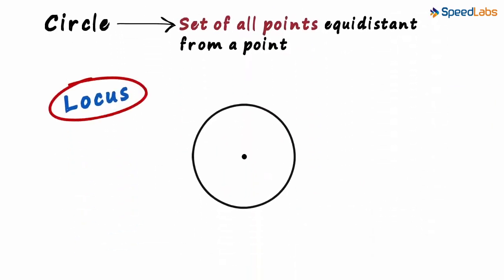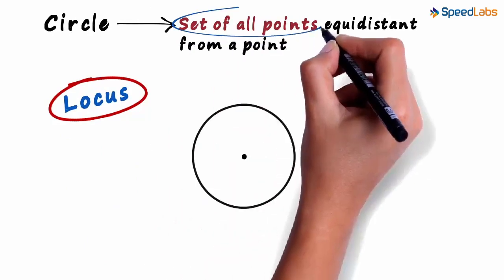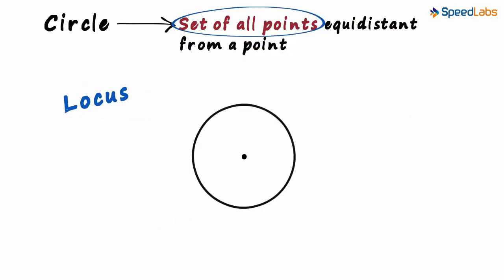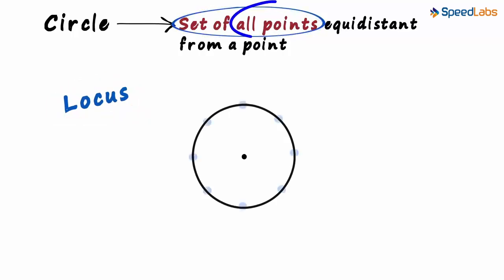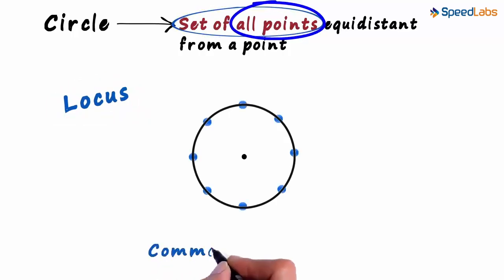A locus is a word used to represent a set of all points. That's it. We use the phrase set of all points many times in mathematics, and to avoid using this long phrase again and again, a single word, locus, is used. But that's not the complete definition of a locus. All the points should share some common property.